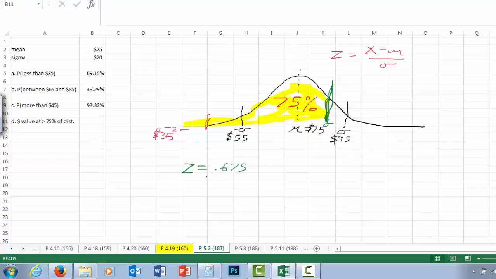And all we have to do is use some algebra to calculate the value of x here, the dollar value in this case. So, z equals x minus mu over sigma. Z is 0.675. My x, my unknown, is the only thing I don't know. My mean is 75. So I'm going to plug in all the values I know. And what does this work out to? I'm going to multiply each side by 20, use some simple algebra.